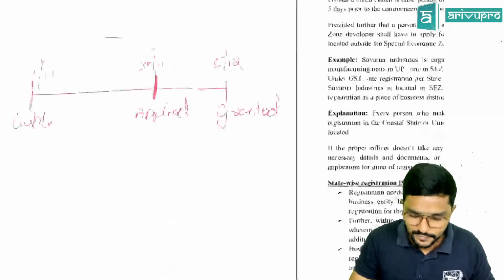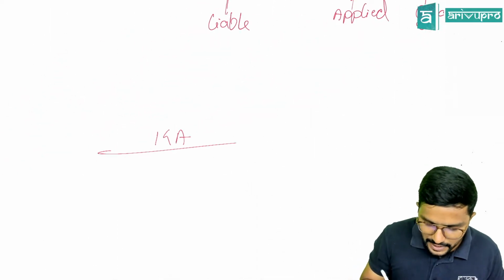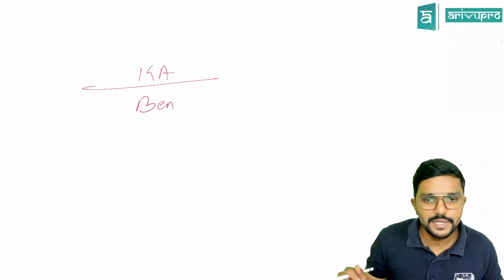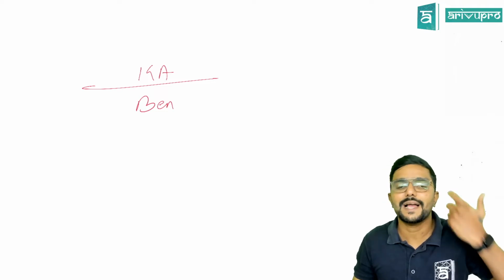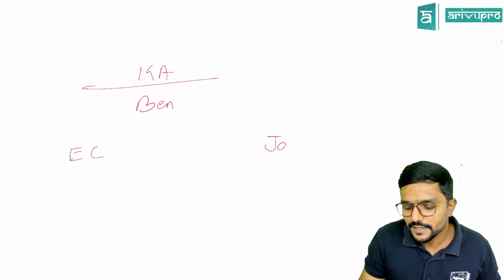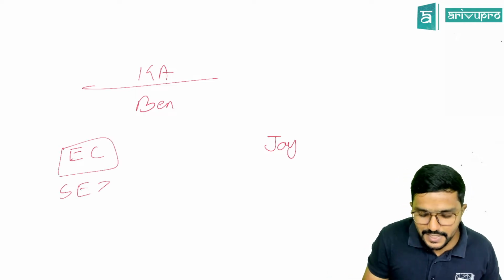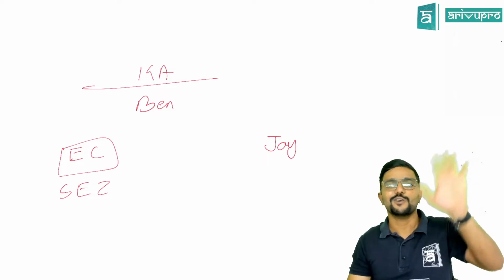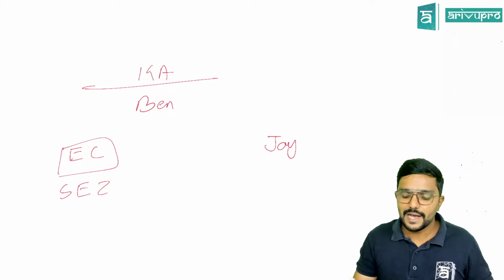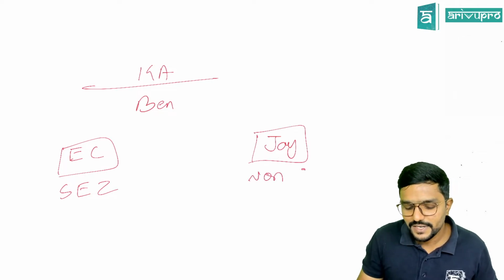But assume in Karnataka, I have 2 branches. That too in Bengaluru only. One in Electronic City. The other one is in Jayanagar. So Electronic City is a special economic zone declared by the government. I cannot declare it. Government will declare any area as special economic zone. Another area is Jayanagar, which is non-SEZ. It is not a SEZ.